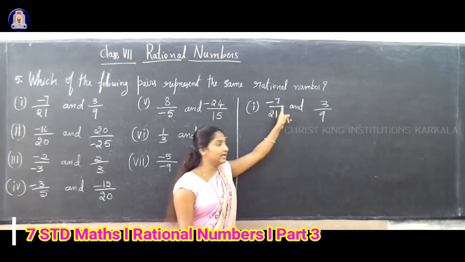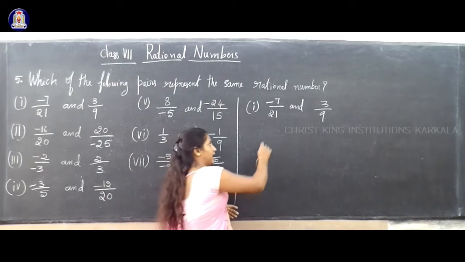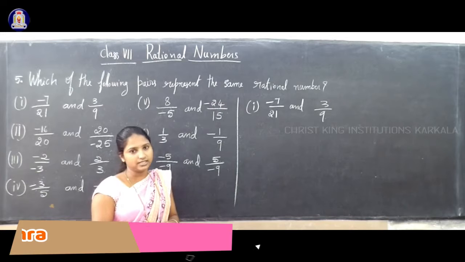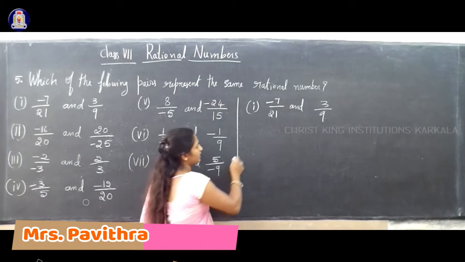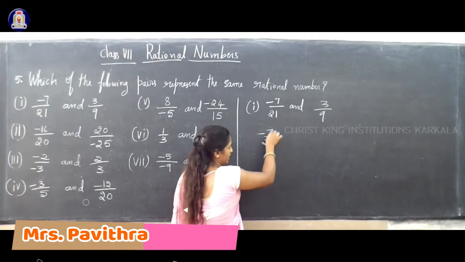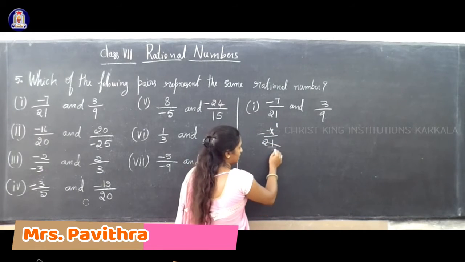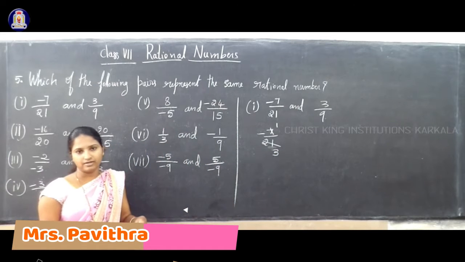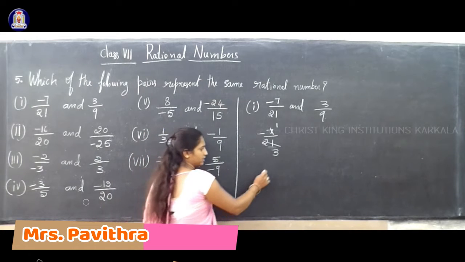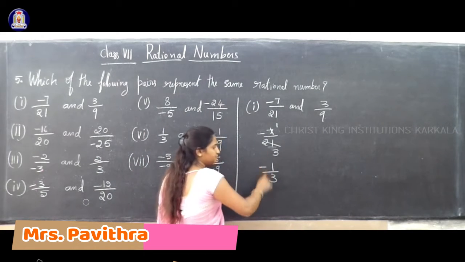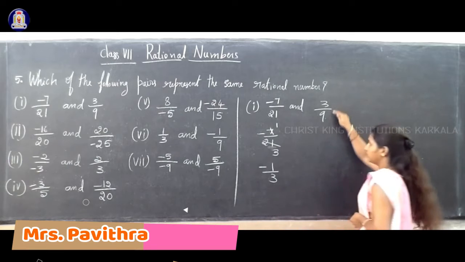See, both numerator and denominator must be divisible by the same table, same number. 7 and 21 are divisible by the 7 table, isn't it? 7 divides 7, 7 also divides 21. So now, if you divide this, we get 7 by 21. Simplify. 7 ones are 7, 7 threes are 21. So if you simplify -7 by 21, we get minus 1 by 3.